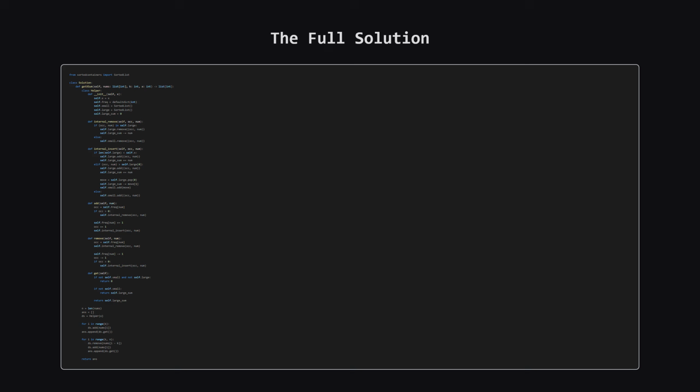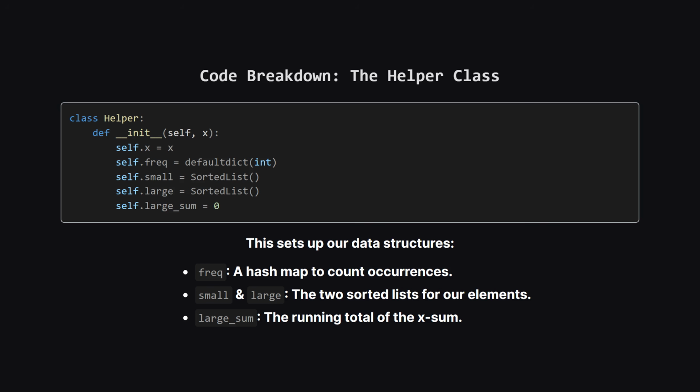There's a helper class that contains all the logic for adding, removing, and rebalancing our small and large sets. Then, the main function uses this helper to perform the sliding window operation. We'll break down the helper class first. First, the initialization. When we create our helper object, we tell it the value of x. It then sets up our four key pieces of data: the frequency map, the two sorted lists for small and large, and a variable to track the sum of the numbers in the large list, which we'll call large sum.